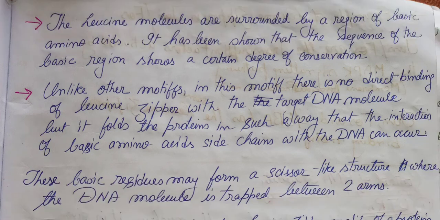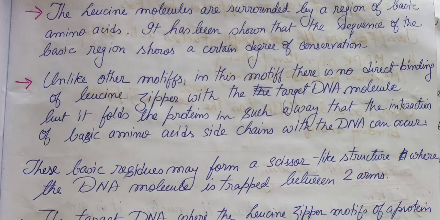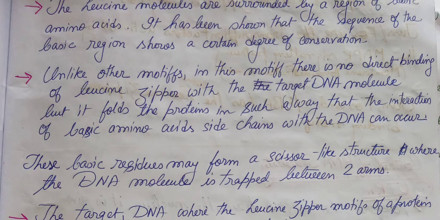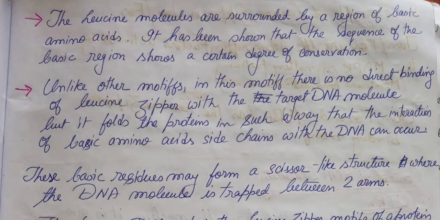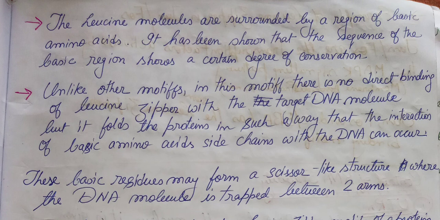Unlike other motifs, in this motif there is no direct binding of the leucine zipper with the target DNA molecule. Other DNA binding motifs bind directly to the DNA, but the leucine zipper does not directly bind with the DNA molecule. Instead it folds the protein in such a way that interactions of the basic amino acids with the side chain of DNA can occur. Again I repeat, very important: leucine molecules are surrounded by basic amino acids, and these basic amino acids are conserved among the species, right? Unlike other motifs, the leucine zipper has no direct binding to the DNA molecule.